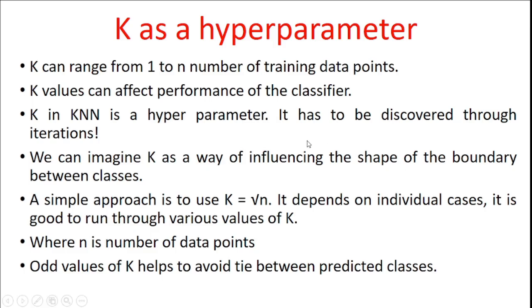And how are you going to choose the value of k? In the KNN algorithm, the k value is a hyperparameter to be tuned. So normally it depends upon individual cases. The best way is to choose a k value ranging from 1 to n, where n means the number of training data points, that is, the number of rows. In many cases, they will take k as the square root of n. And you need to be very careful that the k value should always be an odd value, in order to avoid a tie between the predicted classes.